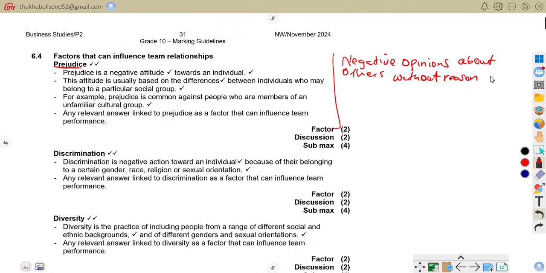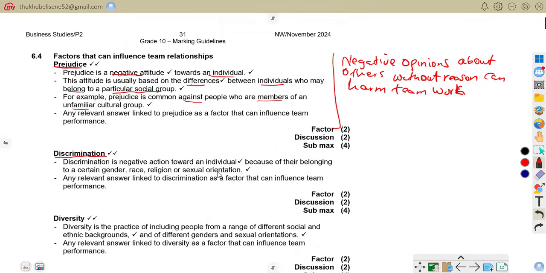Without reason can harm teamwork. So negative opinions about others without reason can harm what? The teamwork. That's when we talk about prejudice. Prejudice is a negative attitude towards an individual. This attitude is usually based on the differences between individuals who may belong to a particular social group. So that is that. For example, a prejudice is common against people who are members of an unfamiliar cultural group. So that is prejudice.